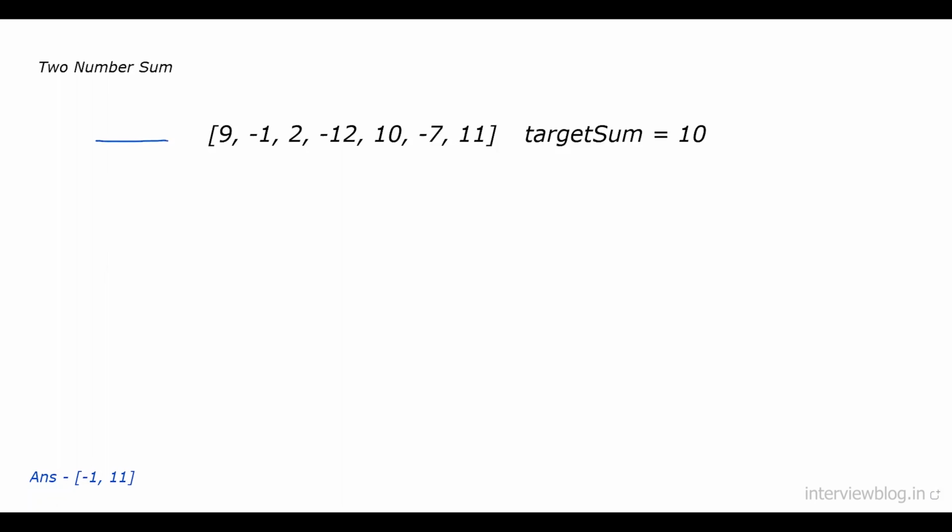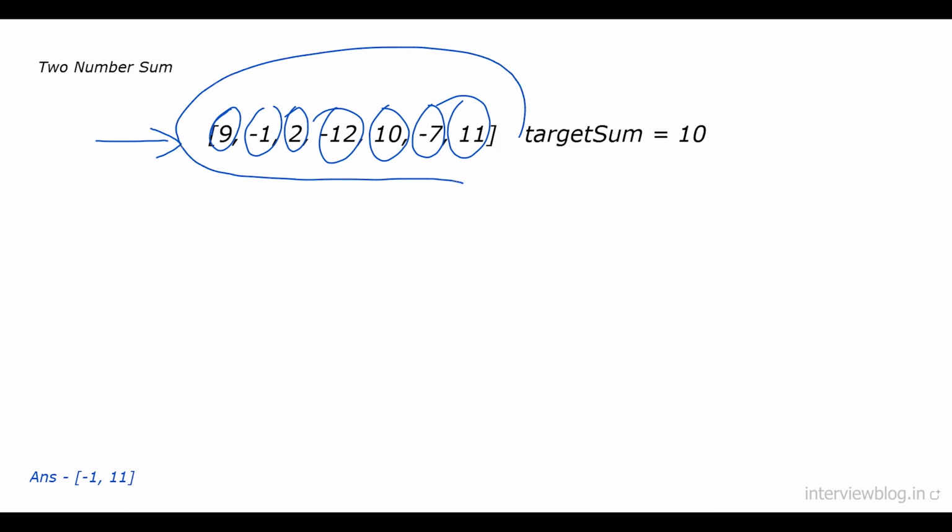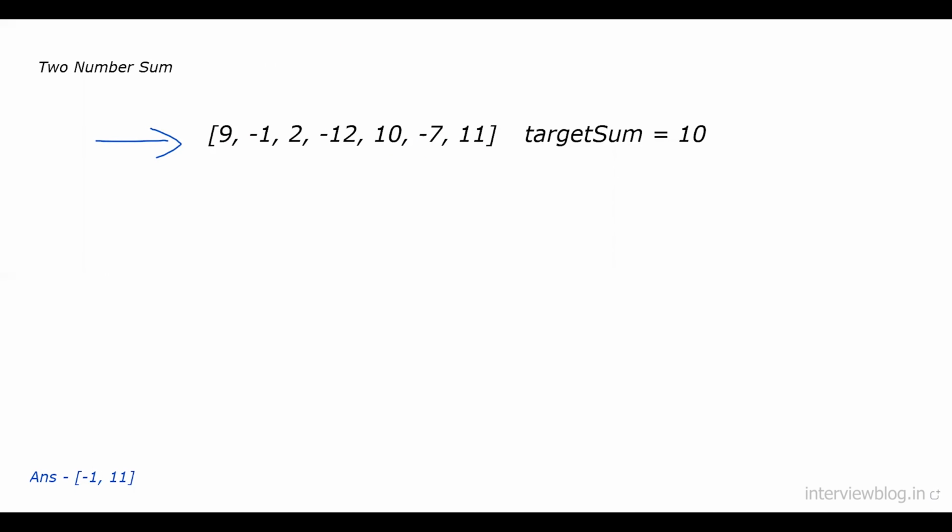So let us see this example. In this example, we can see that all the integers, that is 9, -1, 2, -12, 10, -7, and 11 are occurring only once in the array. So this given array consists of only distinct elements. And the second thing is the question says that there is always going to be only one pair of elements which gives the target sum.